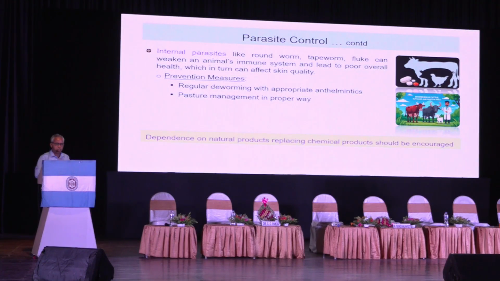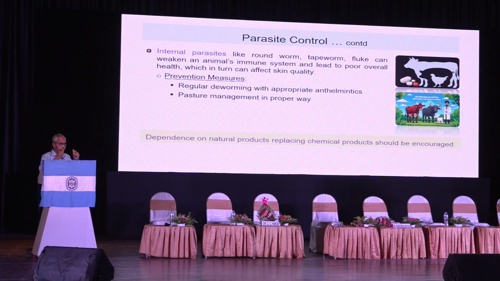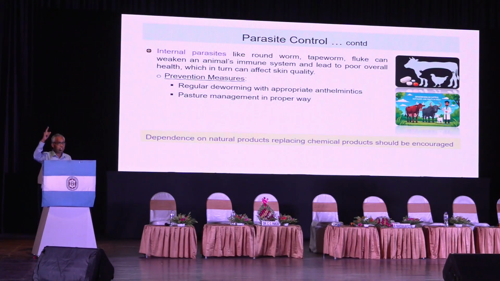Again, regular deworming. The Animal Resource Development Department are trying with the help of mobile veterinary clinics as well as paravets, but more emphasis is required, as well as pasture management. Ultimately, the feeding cost of livestock and poultry is around 65 to 70%. If we produce quality fodder and feeds, and if we properly feed the animals, ultimately the quality of the skin and quality of the leather will be good.